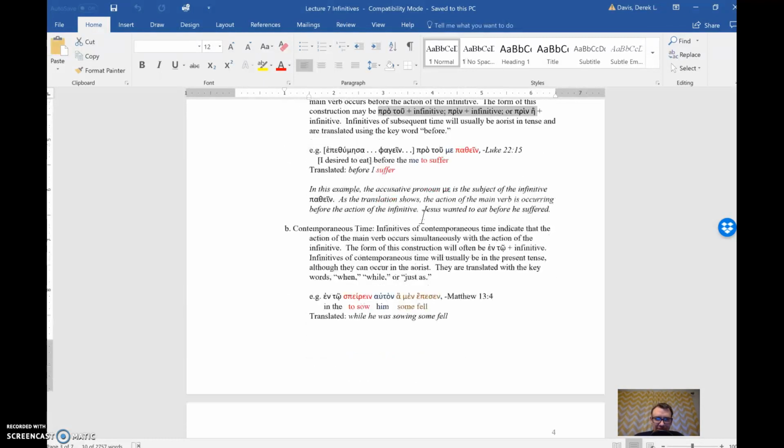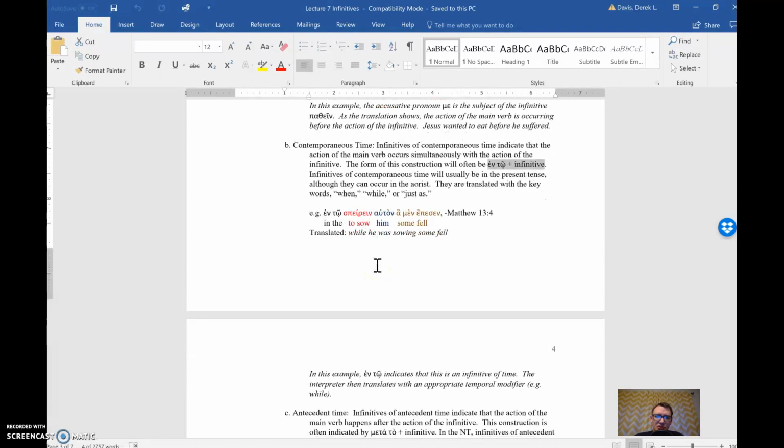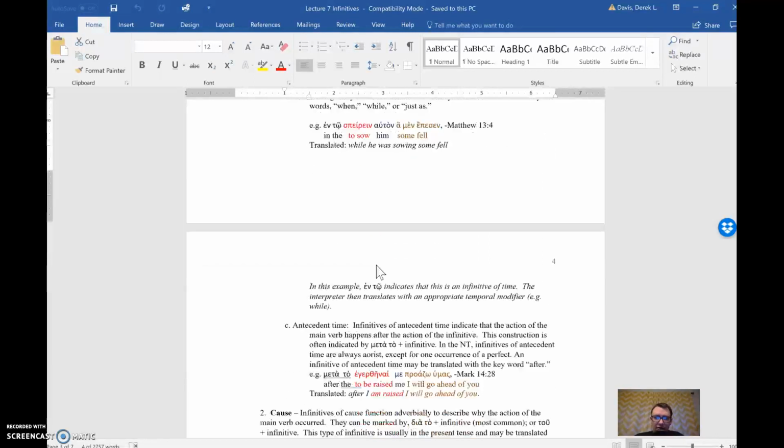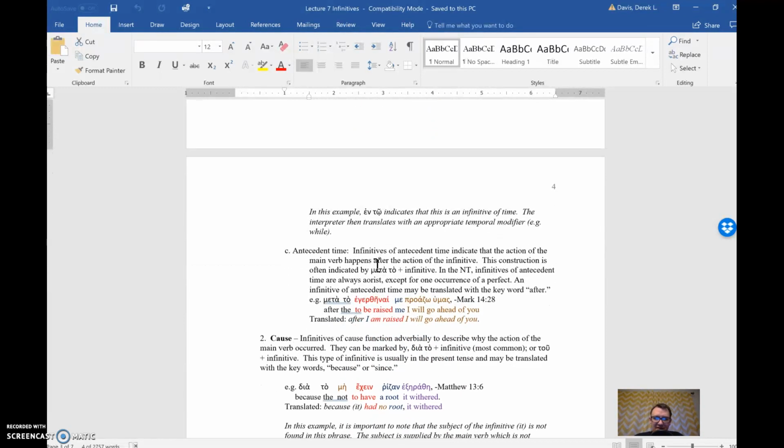Okay. The next one is contemporaneous time, and this will happen with a particular construction, as I've noted here, and be translated while or as before it. So while he was sowing, some fell, and I'll actually show you that particular example at the end of the lecture here to show you how to work in the text. And then antecedent time, and this is generally noted with the construction meta ta, so the preposition meta with the definite article ta.